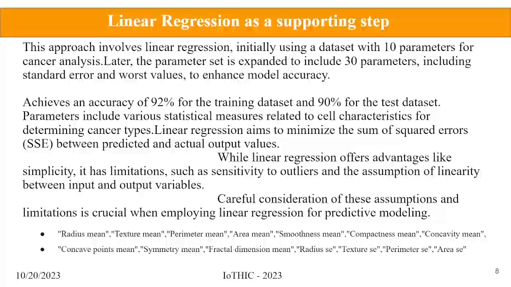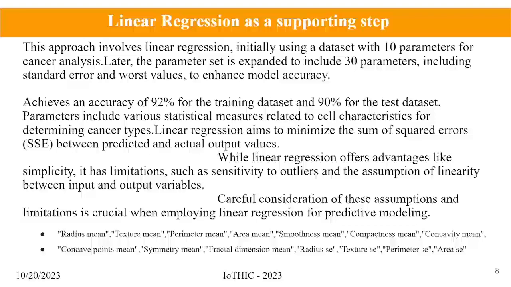Then comes linear regression as a supporting step. Alright, let's switch gears for a moment and talk about our sidekick, linear regression. At first, we went with a dataset that had just 10 parameters for cancer analysis, but we are not ones to settle. We bumped it up to 30 parameters, including some statistical gems like standard error and the worst values. Our model, well, it's like a bloodhound and it's hitting 92% accuracy on the training set and had an accuracy of 90% on the test set.